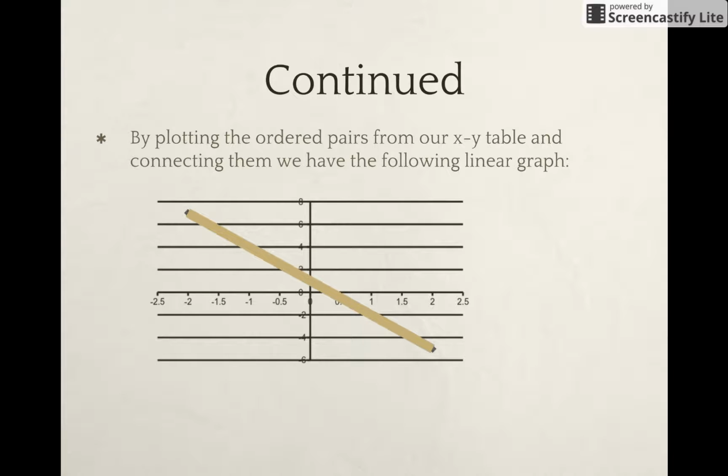If we plot the ordered pairs from our xy table, we get the following graph. So this is the graph of our linear function.